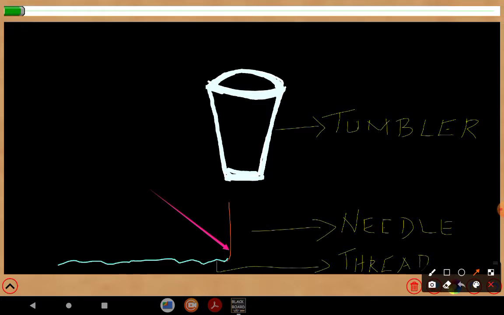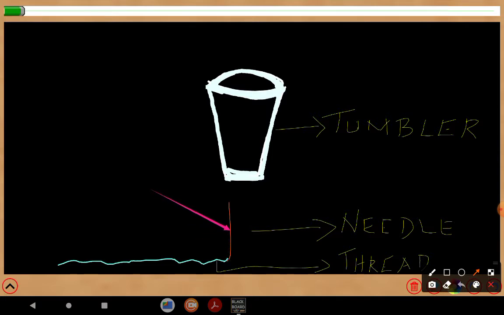That is, I have passed this thread through the eye of the needle. Then what I'm doing, I'm going to hold it here and then lift up the tumbler. If I lift up the tumbler, what happens? The thread is standing straight. But when you did it, the thread did not stand. Isn't it? Did the needle stand like this?